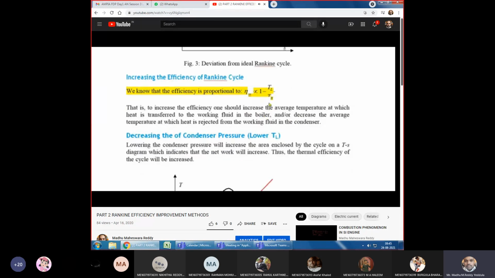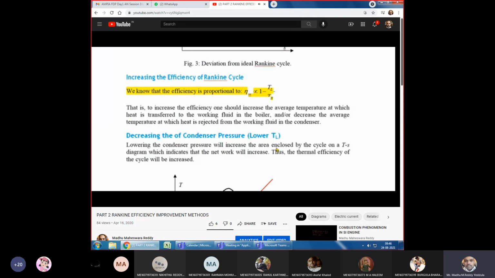Now the first one is decreasing the condenser pressure. By decreasing the condenser pressure, we can decrease the TL value. So listen carefully, very important question: efficiency improvement methods in the Rankine cycle are by lowering the condenser pressure or by increasing the turbine temperature. Very important for us. In the first method, by decreasing the condenser pressure, the steam is expanded more.